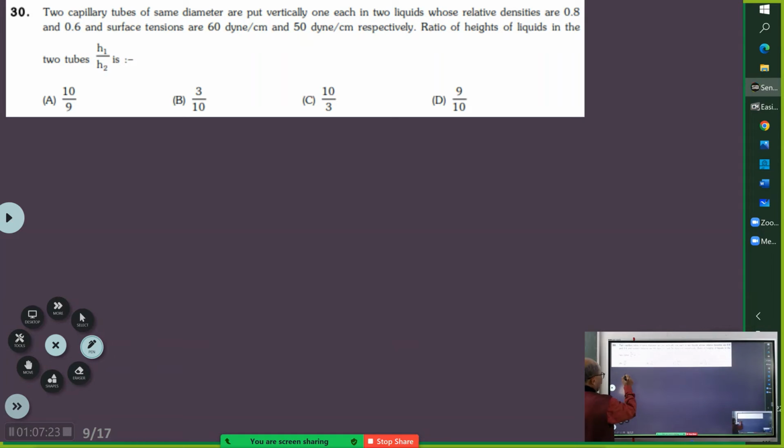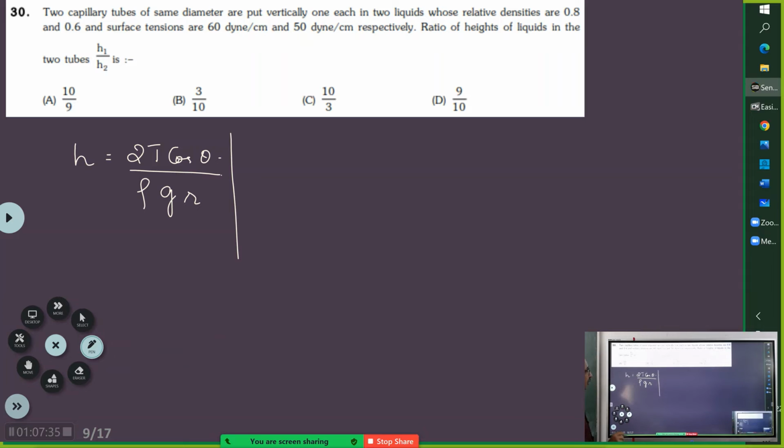So just now we have derived the formula. h is equal to 2T cos theta by rho g r. General formula we have derived. So same way, put vertically in two different liquids with different surface tension. So here now what happens? You will get h1 will be equal to 2T1. Why? Because liquids are different, surface tension will be different.